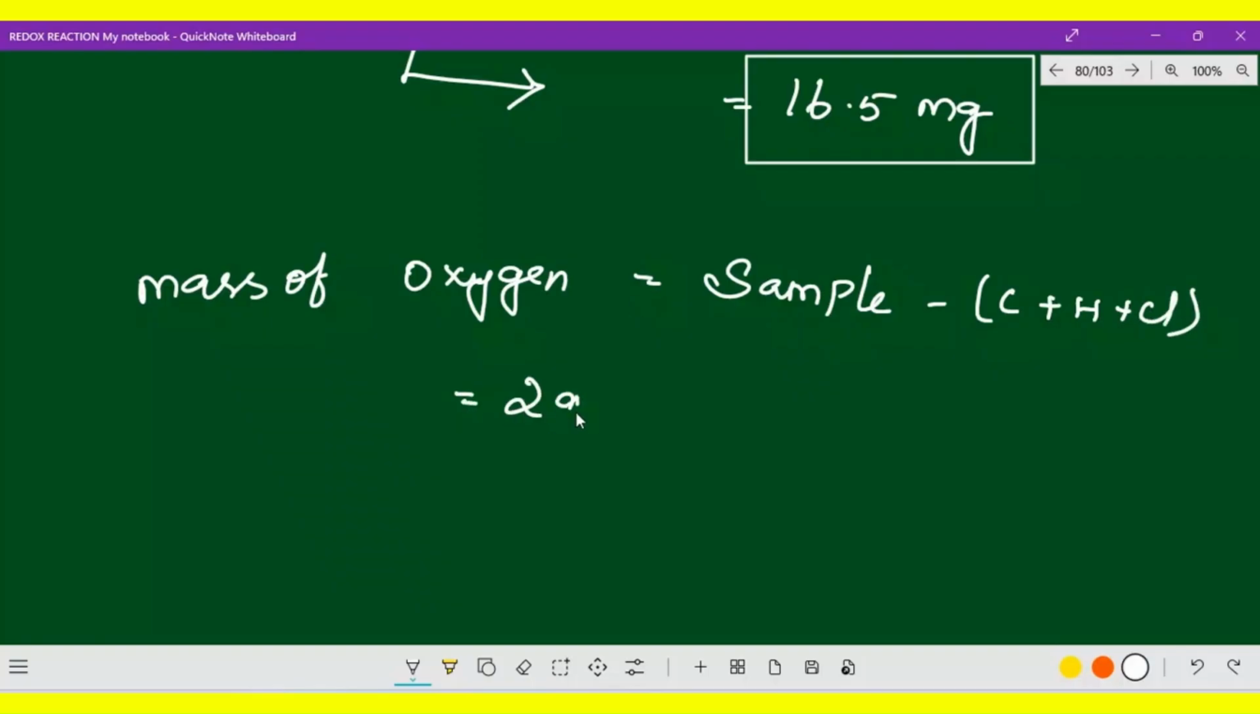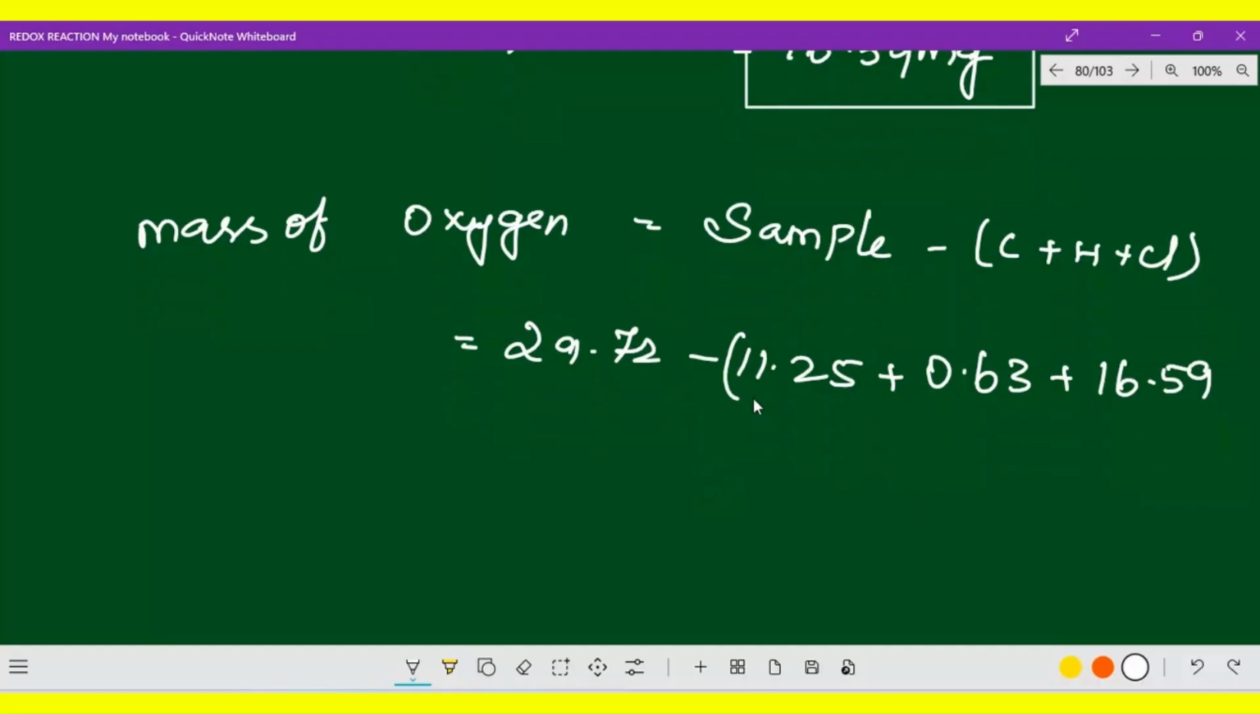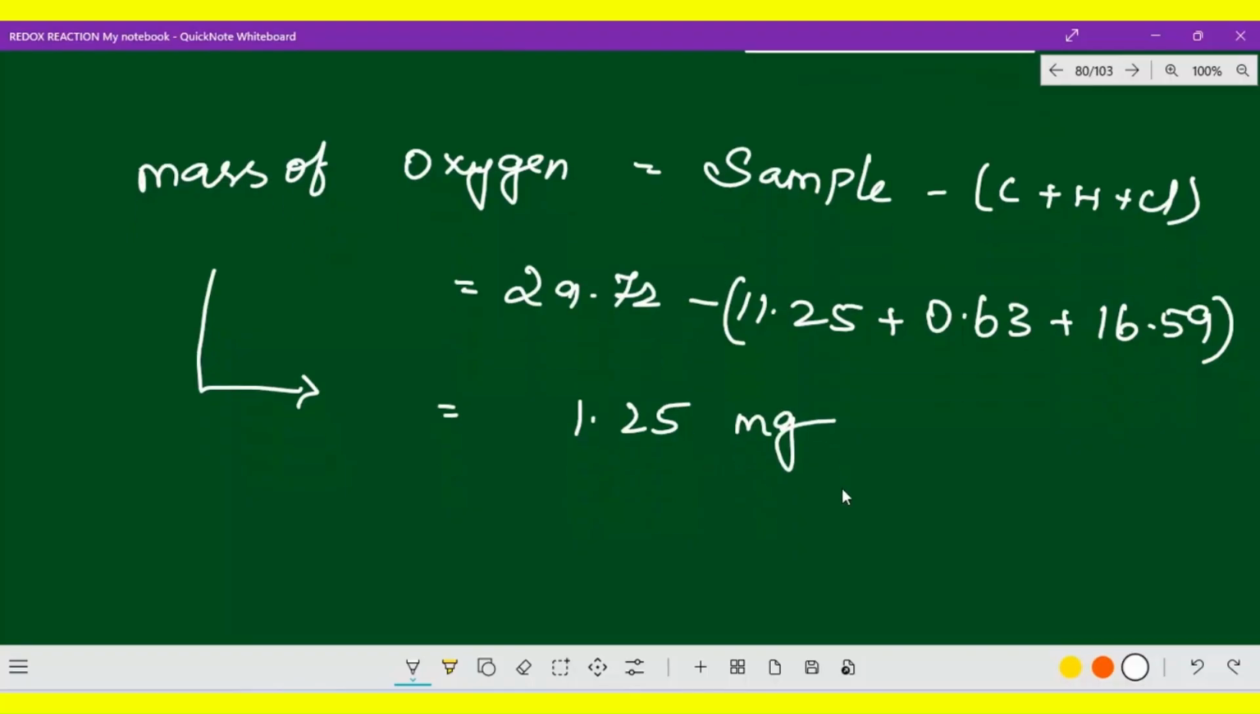So sample how much? 29.72 milligram minus carbon, how much? Carbon 11.25. Here I just put it in that box. So 11.25 plus 0.63 plus chlorine 16.59. Yes, 16.59, I just missed it. Everything is in milligram only now. Now you have to add and subtract this. When you calculate this, you will get around mass of oxygen 1.25 milligram, right? 1.25 milligram of oxygen.